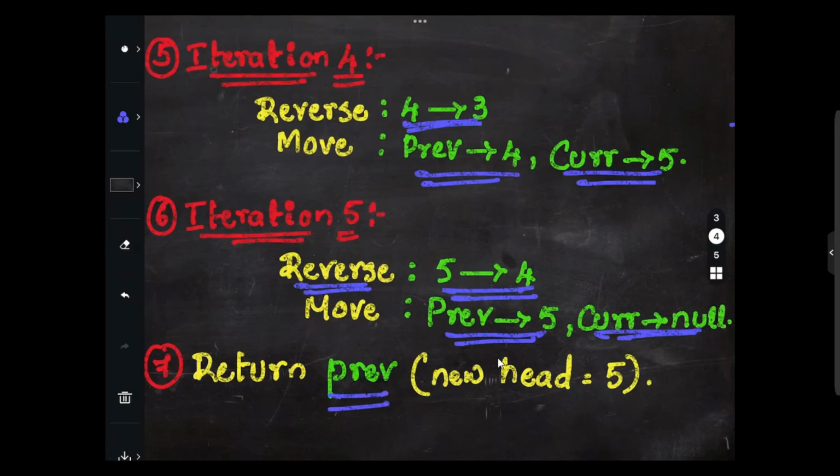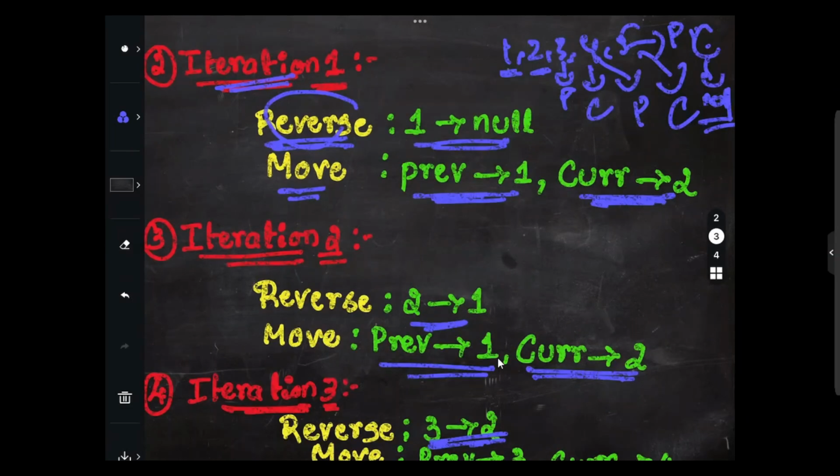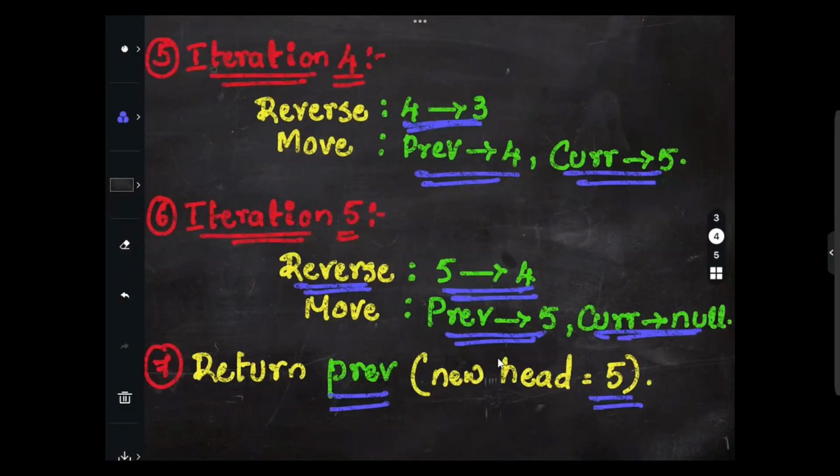So we will return previous, nothing but the new head, which will be 5. Finally we point previous to 5. Current becomes null in the final step, and we return previous, which in this case is 5. We have to reverse the list and return the new head. New head is nothing but 5 in this case. I hope this is clear and easy to understand. We saw all the iterations.